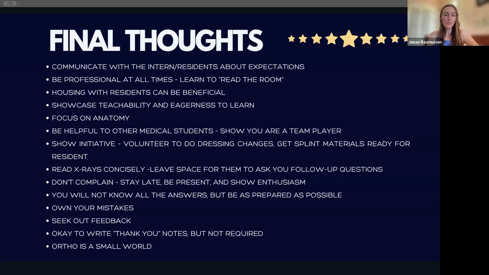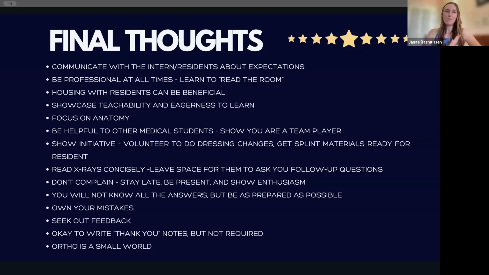Seeking out feedback is very helpful. When it comes to writing thank you notes, you certainly can. Like us residents, I mean, I love getting a thank you note, but at the same time, don't feel obligated to write one. And especially if you're just going to write thank you notes to all the faculty that you didn't even work with, it's honestly probably not going to make a difference in you getting an interview or not.